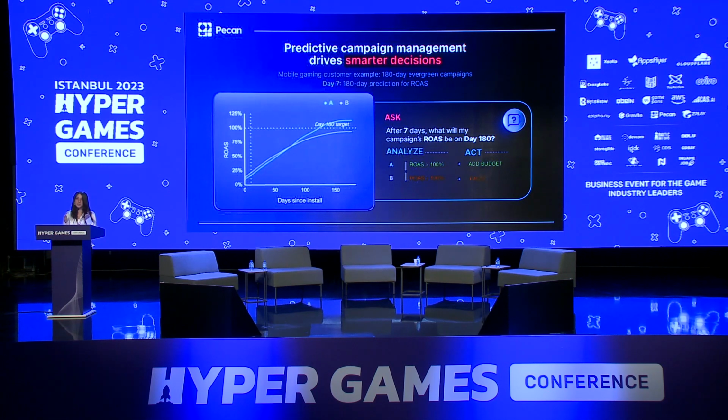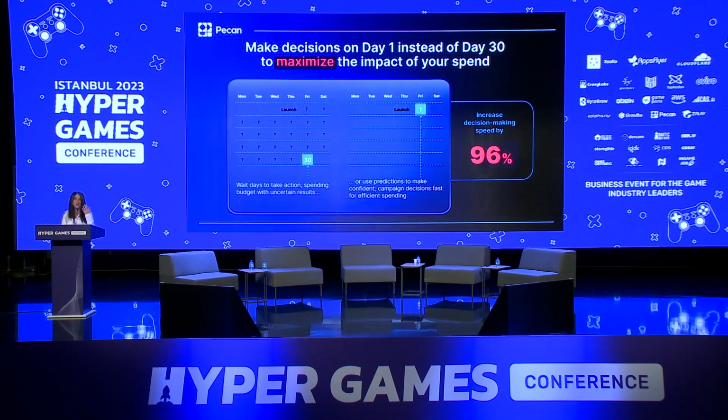So we actually use what happened up to day 7 to predict the long-term lifetime value and ROAS on the campaign level. And that way, app developers can actually make the right decision at the right time. And obviously, time is money. Once you can make early decisions, let's say by day 7 or day 1 instead of day 30, you can actually save all the budget you keep wasting while waiting for data to be gathered. It's not only about the right decision, it's also about saving that wasted budget.